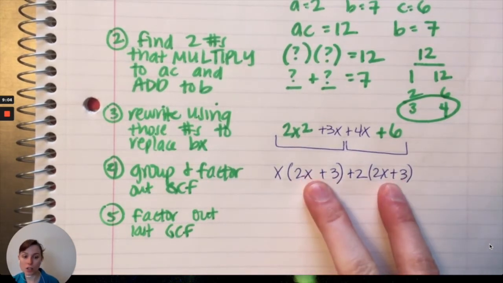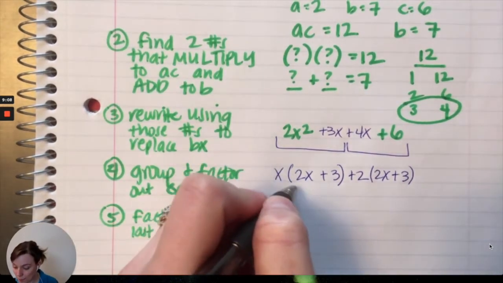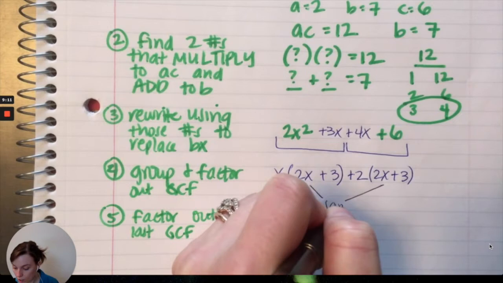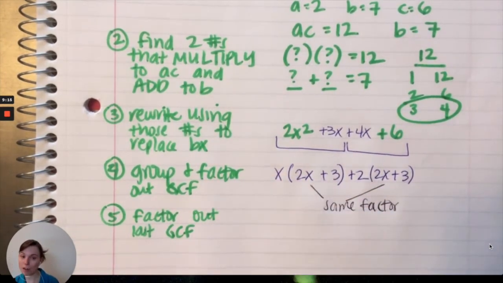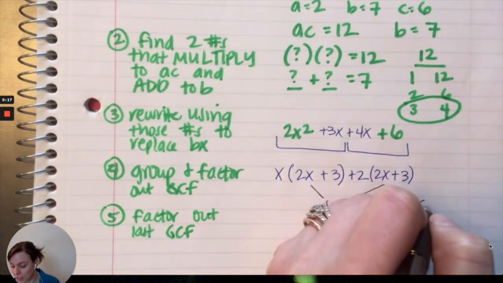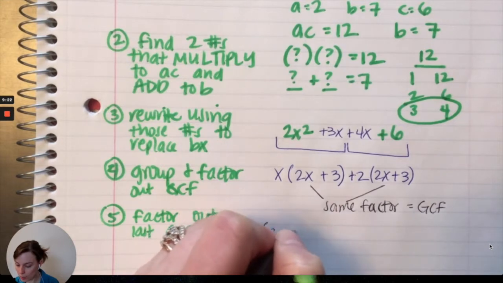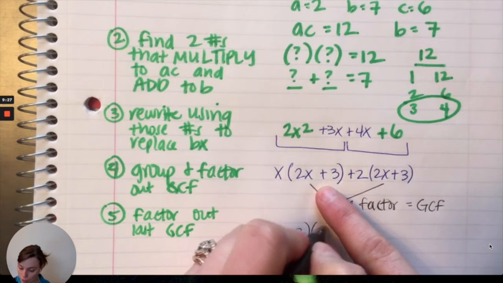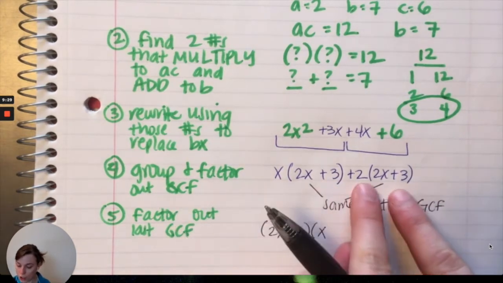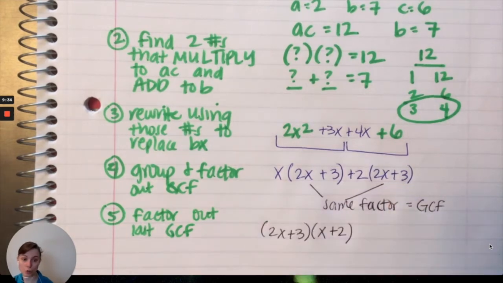So you have 2x plus 3s. Those are the same. We know we're good. Now, because they are the same factor, and it's actually the greatest amount of same factors they have, this is their GCF. So I'm going to factor out the 2x plus 3 from this first term, which means I'm left with x. I'm going to factor out the 2x plus 3 from the second term, which means I'm left with a positive 2. I want you to think about where this came from.